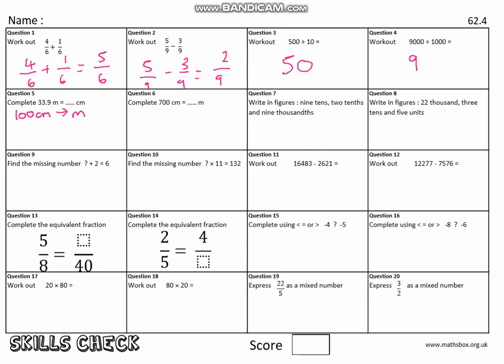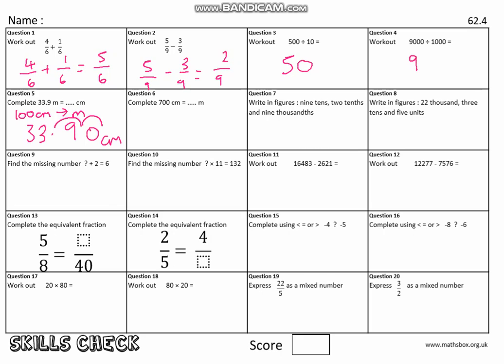So if I've got 33.9, when I times by 100, I've just got to move it forward because I've got 2 zeros. I've got to move it forward once. That would make it 339. But then I've got to move it forward again and add my 0. So I know that the answer would be 3,390 centimeters.